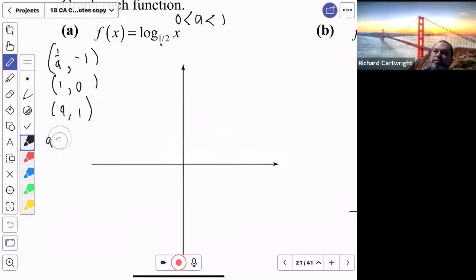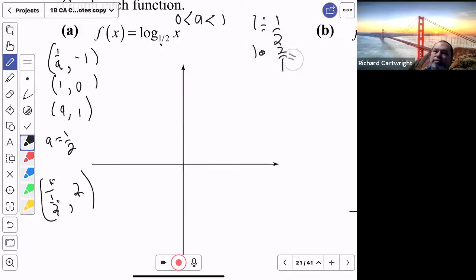And here a is a half. So I'm going to go 1 over a half. 1 over a half is going to be a 2. 1 divided by a half. How many halves are in 1? There's 2. Or you could do 1 divided by a half is 1 times the reciprocal. Same thing. Okay? So 1 over half, that's a 2.